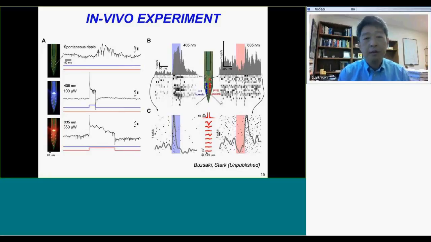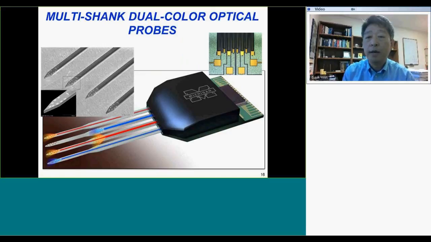The next question, which is not under the current U01 grant but related to the R21, is: can we really make a probe so that we can integrate light on the probe shank?